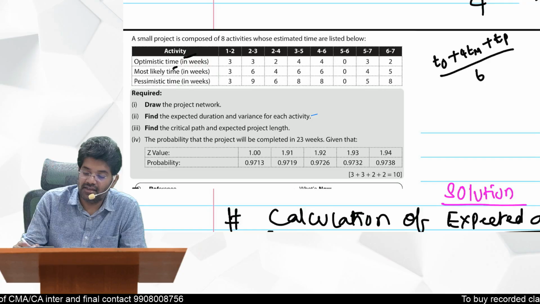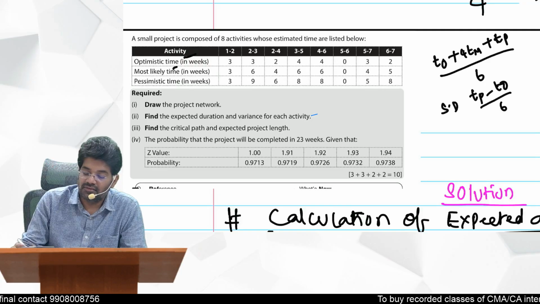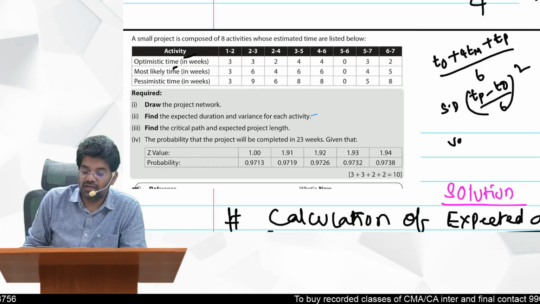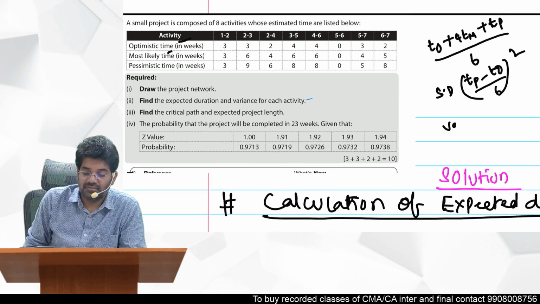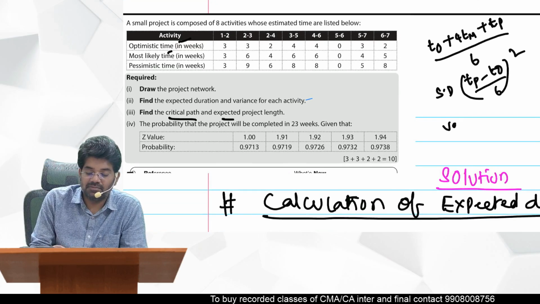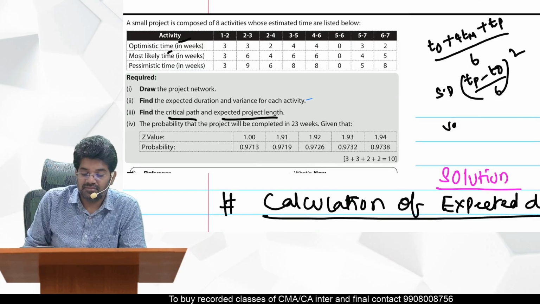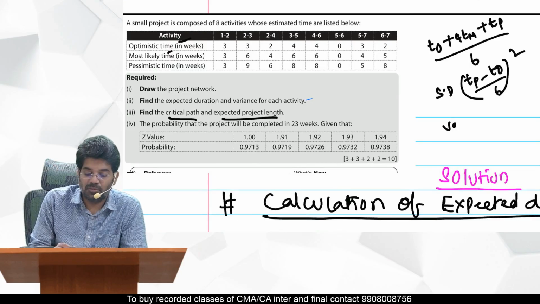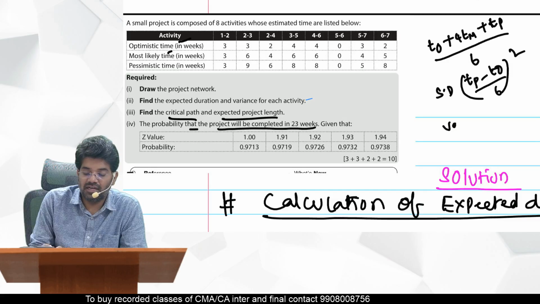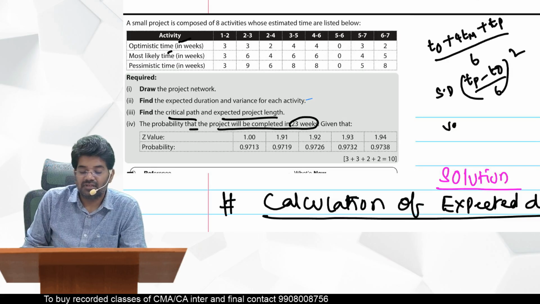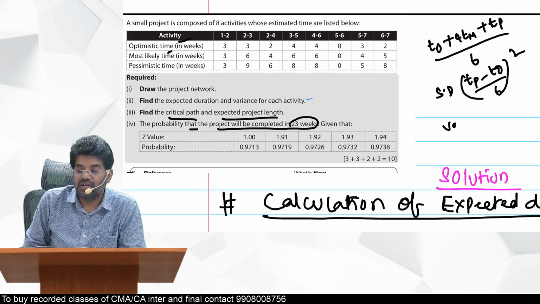Then the standard deviation, how do you calculate it? Tp minus To, divided by 6. Variance, how do you get it? The square of this. Then after that, find the critical path and the expected project time. Then what they asked is: what is the probability that the project will be completed in 23 weeks?